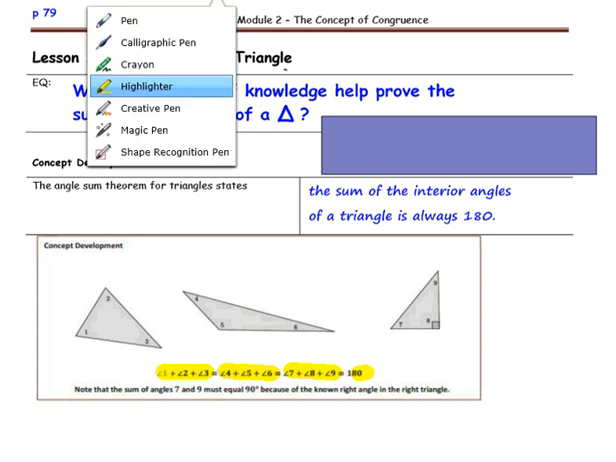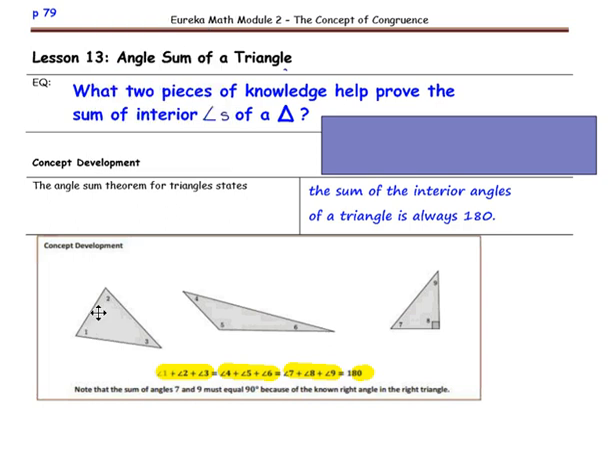What this means, these three angles of this acute triangle add up to 180 degrees. These three angles of this obtuse triangle also add up to 180 degrees. And these three angles of this right triangle also add up to 180 degrees. So this theorem states it doesn't matter what type of triangle it is. The three angles always add up to 180 degrees.